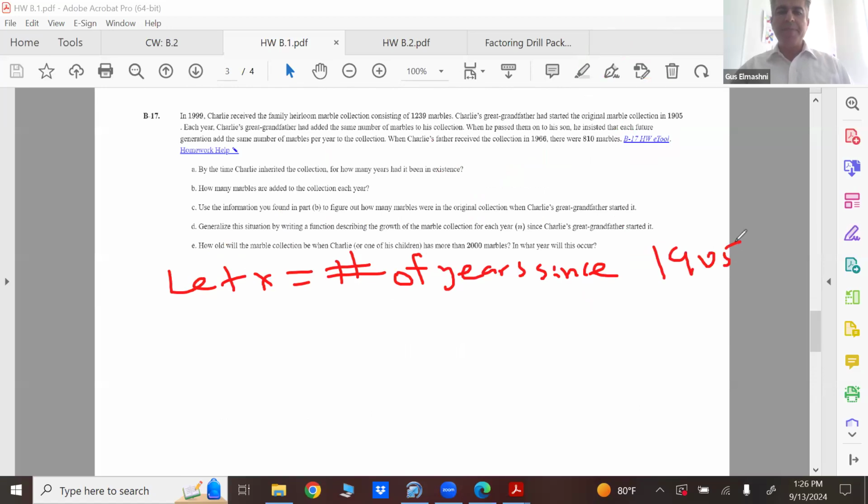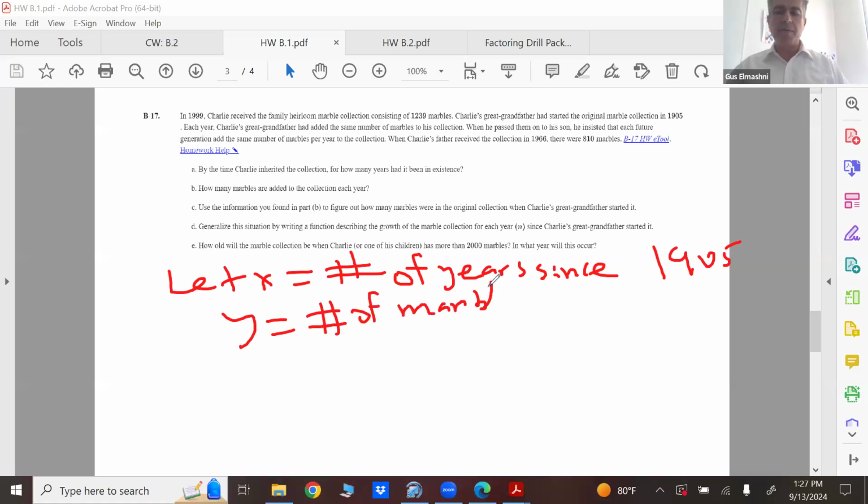Because if I read the problem, in 1909, Charlie had an heirloom of marbles. His great-grandfather started the collection in 1905. Each year, he added the same number of marbles to his collection. So it's a linear function. He passed it on to his son, and then every future generation got it passed on to them, maintaining this yearly add-on. In 1966, they tell you there's 810 marbles when his father received the collection. So I'll let X equal the number of years since 1905, because it started in 1905. And Y, of course, will be the number of marbles.